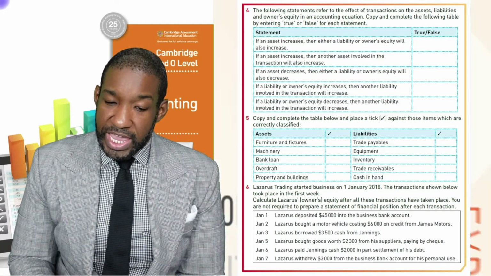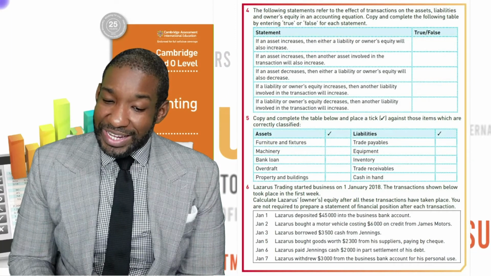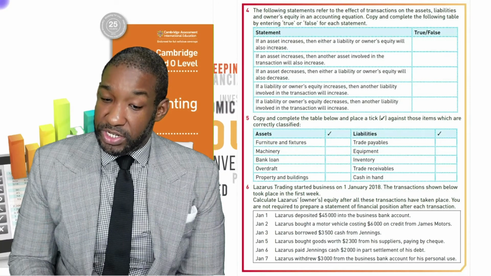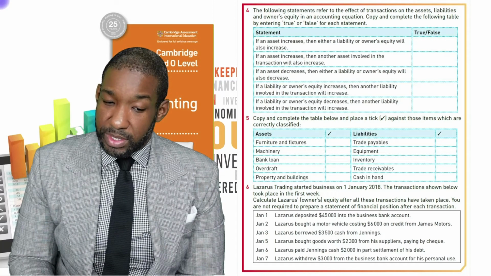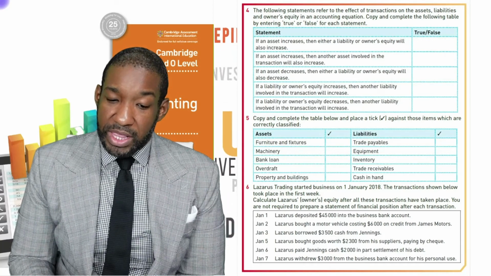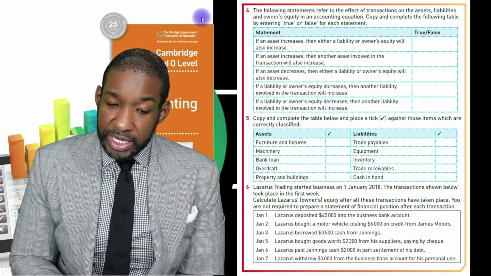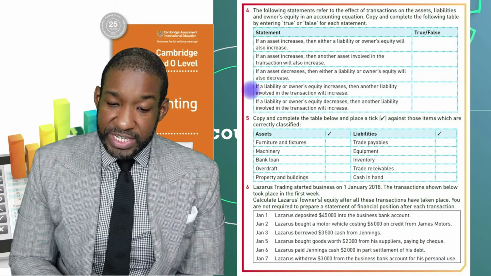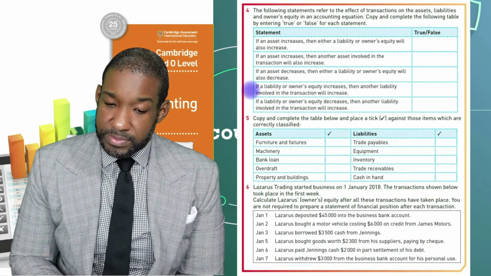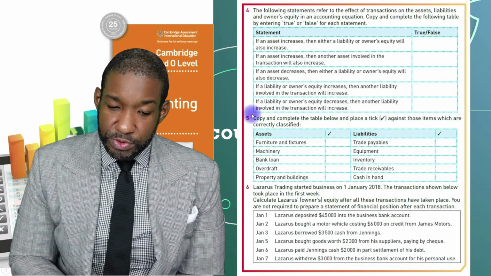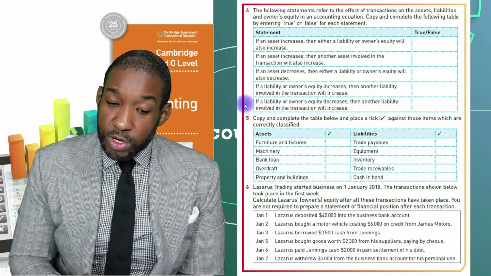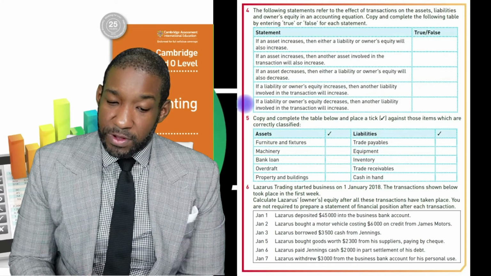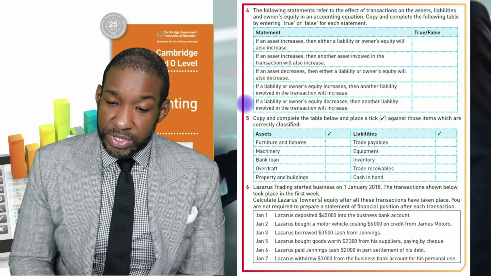True or false? If an asset decreases, then either a liability or owner's equity will also decrease. True or false? If a liability or owner's equity increases, then another liability involved in the transaction will increase. True or false? If a liability or owner's equity decreases, then another liability involved in the transaction will increase.